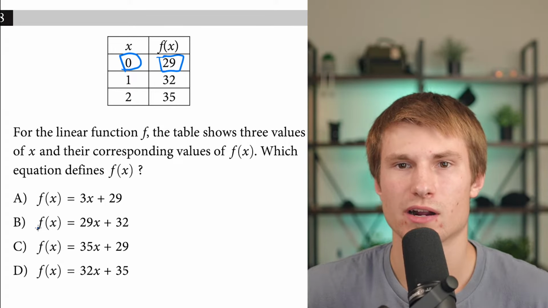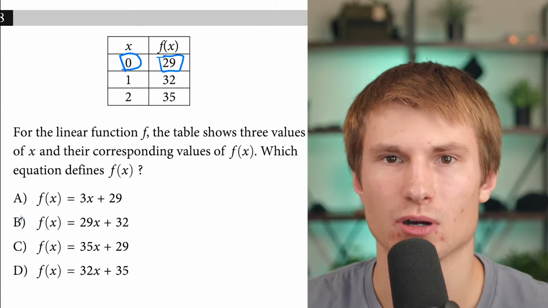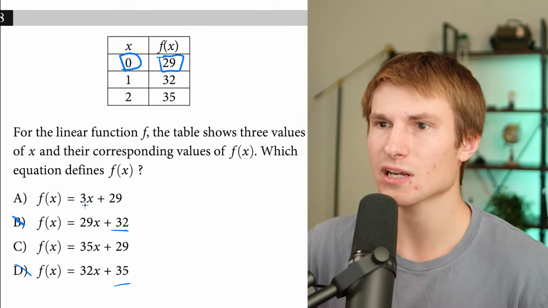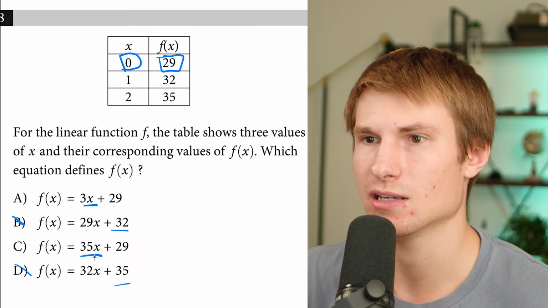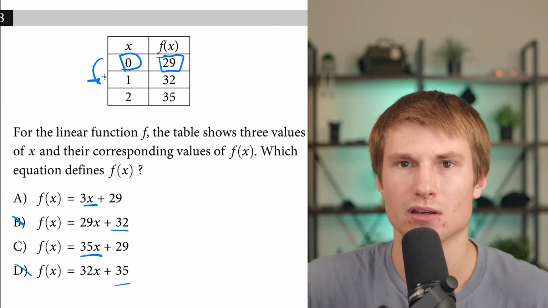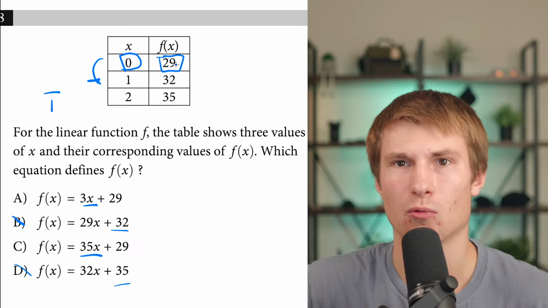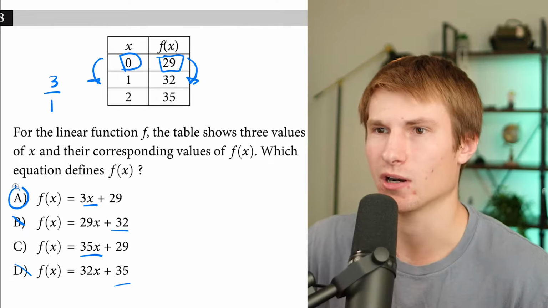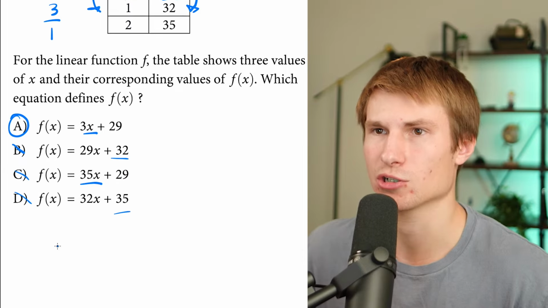So if we take a look at our answer choices, they're all in slope-intercept form, which means we can get rid of B and we can get rid of D because they have the wrong y-intercept. Next thing we look at, the difference between A and C, is the slope. One is 3x and one is 35x. We see that as we run, or in other words, we go over by 1, we are increasing our y value by 3. So our slope then is 3 over 1, and our answer has got to be A. We can go and move on to question number 9.